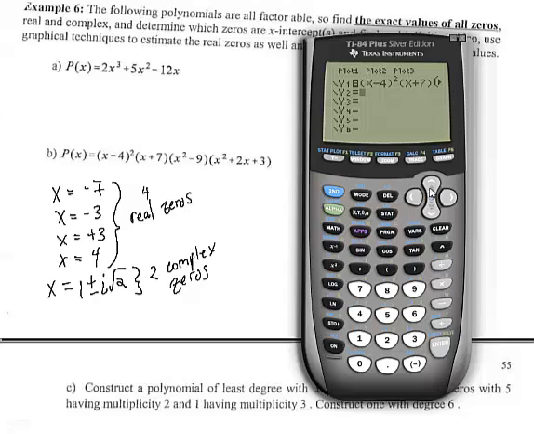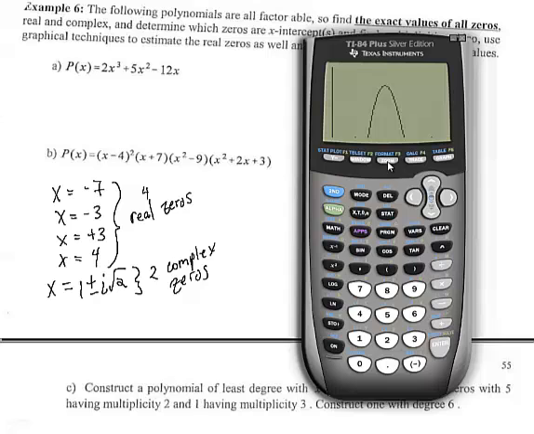So here in my Y-editor screen, I have typed out P of X, x minus 4 squared, x plus 7, no exponent. The next factor is x squared minus 9, and I just simply put all of these in parentheses. I type it out the same way it's written in the workbook, and our last factor is x squared plus 2x plus 3. This factor is where our complex zeros come from.